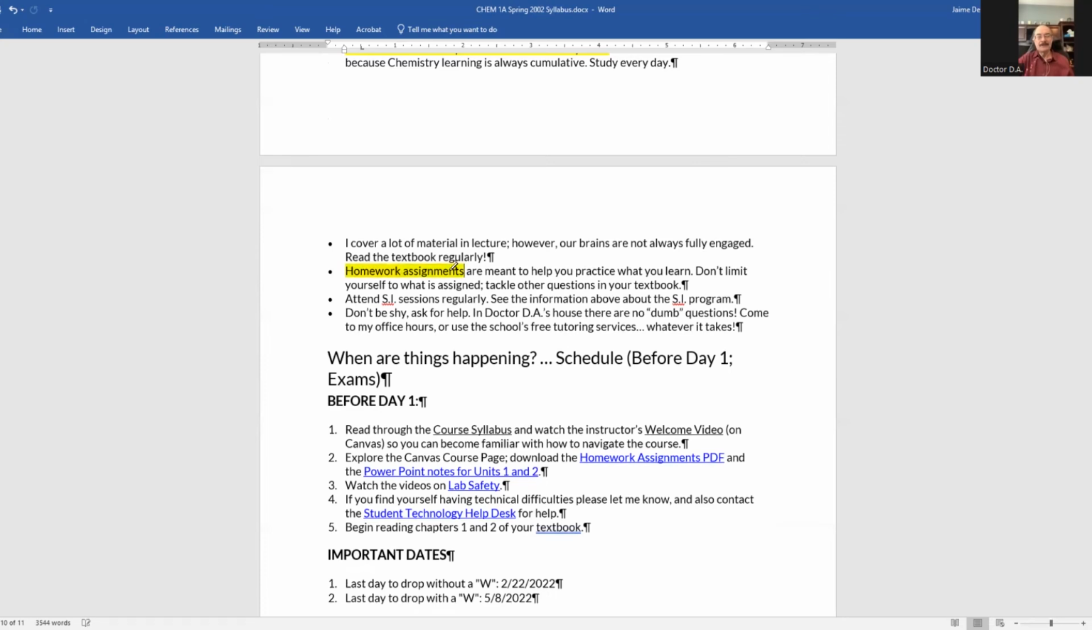Homework, of course, you have some homework assignments for points. However, the idea of homework is for you to practice. So don't limit yourself to what I'm assigning. Do other questions in your textbook. And most of all, please don't be shy. If you have any kind of question, any kind of concern, whatever it is, just talk to me, okay?